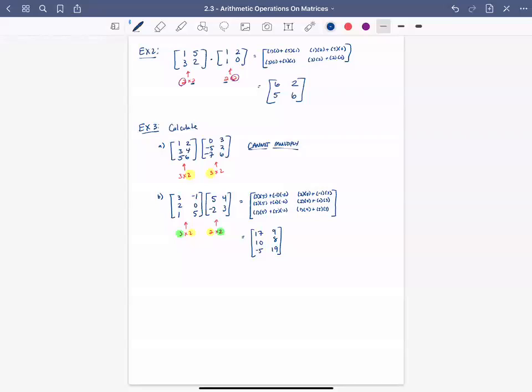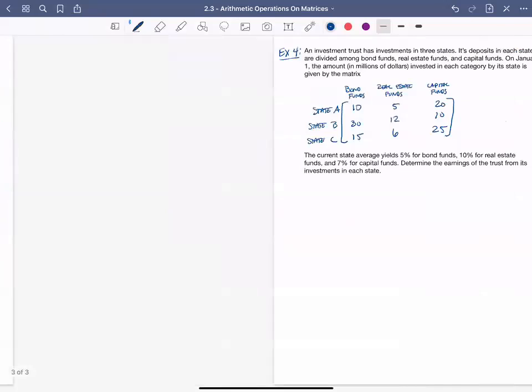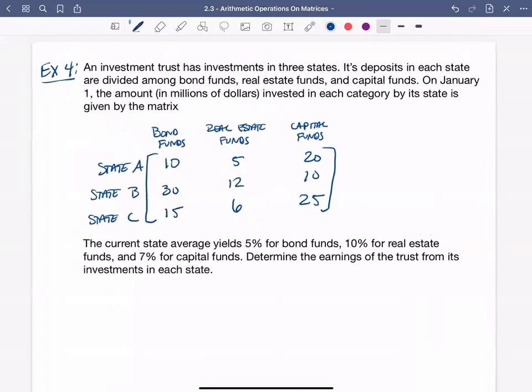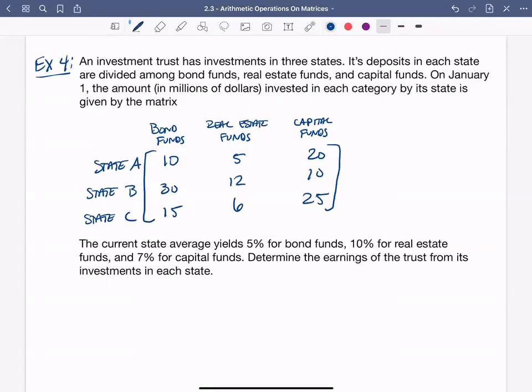All right, so next we're going to look at an actual context problem. I'm not going to spend time for you to write; you can pause this and write this down. This says that an investment trust has investments in 3 states. Its deposits in each state are divided among bond funds, real estate funds, and capital funds. On January 1st, the amount in millions of dollars invested in each category by its state is given by the matrix. So you can see there's 3 states, state A, B, and C.